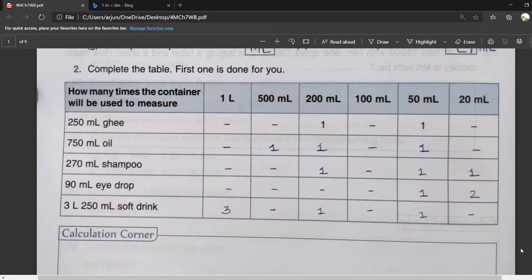The next is 750 ml oil. Now we have to store 750 ml of oil. So which containers can we use? The first is 500, the second is 200 ml and the third is 50 ml, right? 500 plus 200 is equal to 700, and plus 50 is equal to 750.